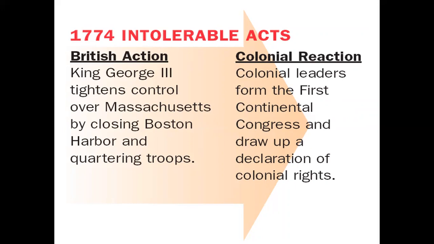Colonial leaders meet for the First Continental Congress. This is the big reaction: to draw up a declaration of colonial rights, saying you can't treat us like this. All the colonies sent representatives to Philadelphia for this, except for Georgia. The reason is Georgia was in the middle of fighting an Indian uprising, and they needed the British Army's help to do it. So they didn't send a representative, but they certainly had sentiments leaning toward Massachusetts and the other colonies. They just couldn't voice them at that time.